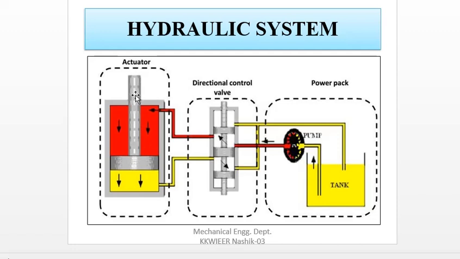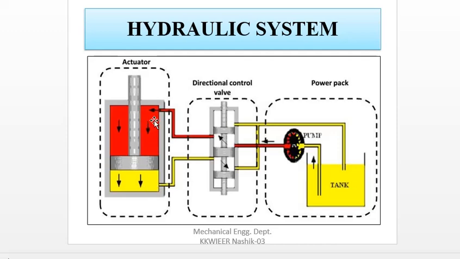So here, as in the picture, the piston and cylinder arrangement is used to generate the linear force. Instead of that, if you use a hydraulic motor, in that case you can generate rotary motion. Here, one inlet is there, and one outlet is there.